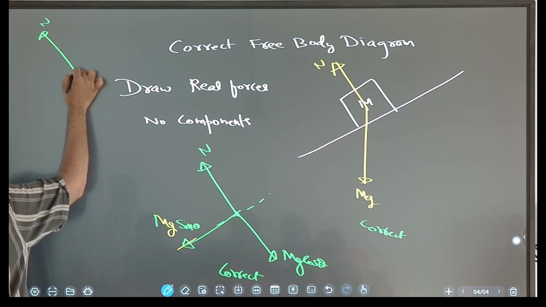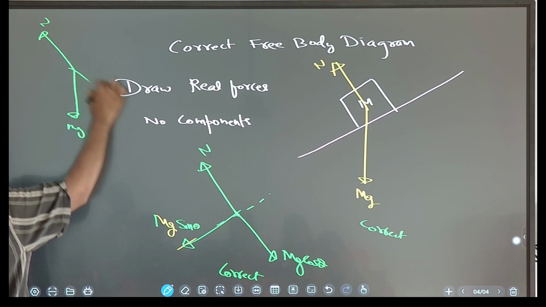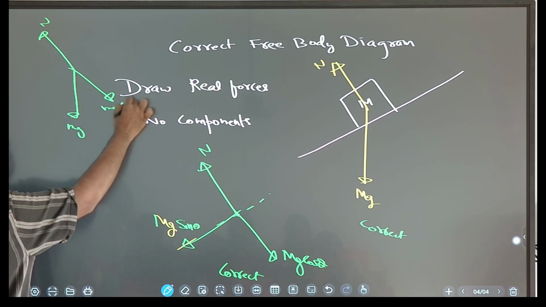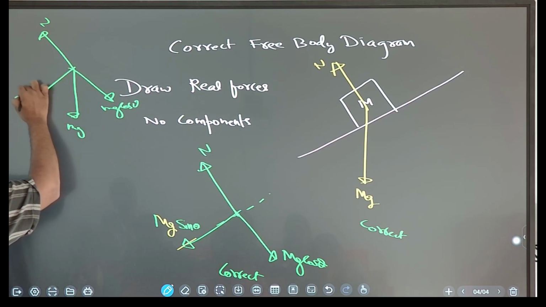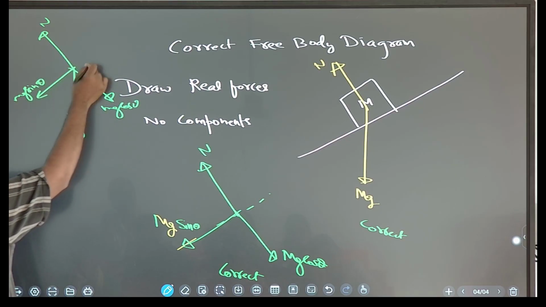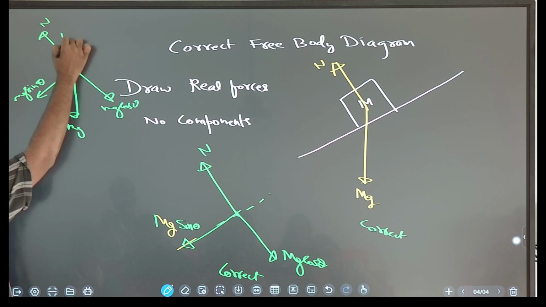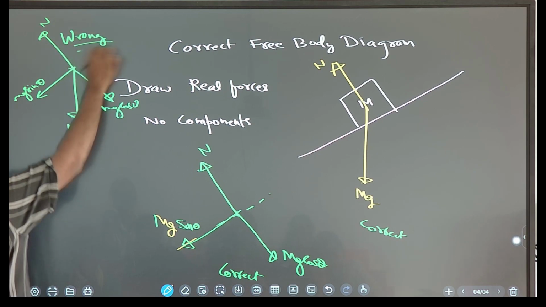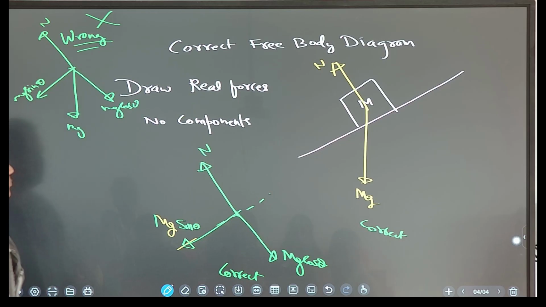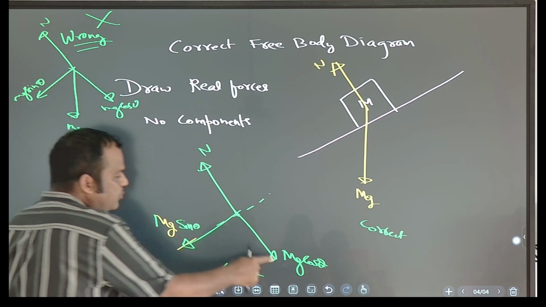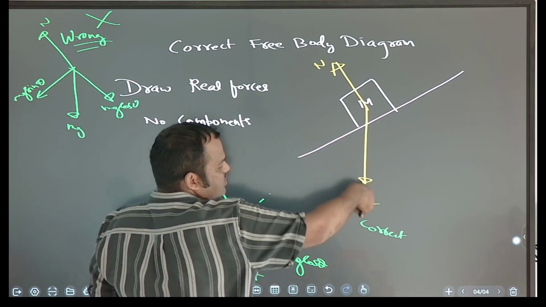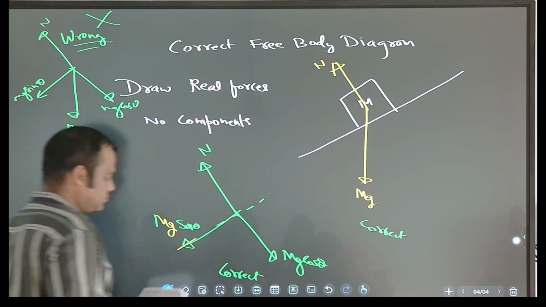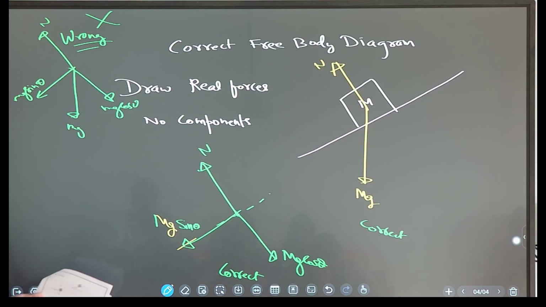This is mg, mg cos theta, mg sin theta. Is this correct or wrong? This is wrong. Draw components or only the real force. So the fourth option is correct.